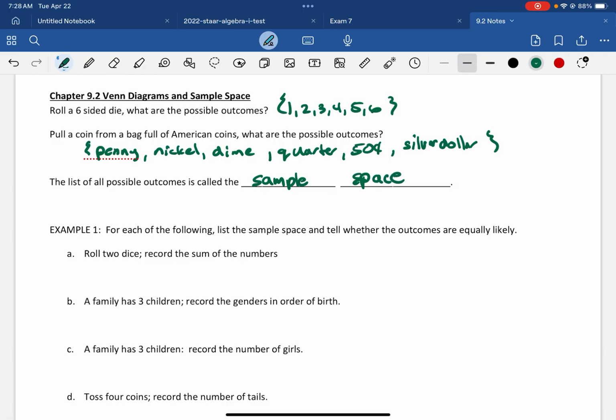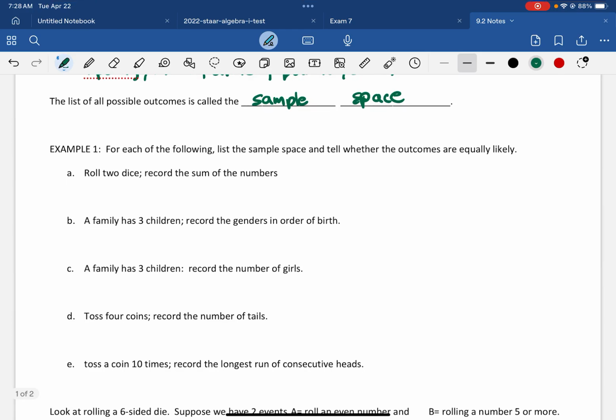For each of the following, list the sample space and tell whether the outcomes are equally likely. Do they have the same possibility of happening? Okay, so example A says roll 2 dice, record the sum of the numbers. Well, kind of think of it like, what's the two lowest? 1 plus 1. So 2 is the sum, and then 3 all the way through 12 are the possibilities for the sum. We add up the two.